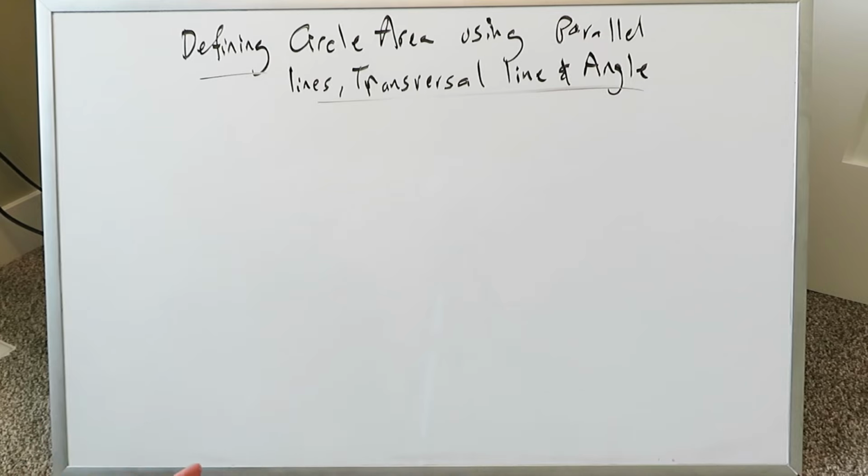We are doing here a good, interesting video over here, slightly out of the ordinary. We're going to define the area of a circle using a pair of parallel lines, a transversal line, and the angle that's generated by means of that transversal line. What does all of that mean?